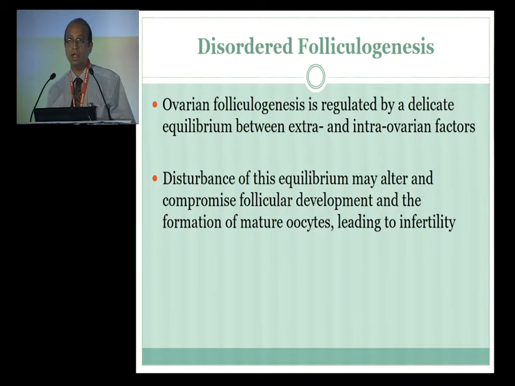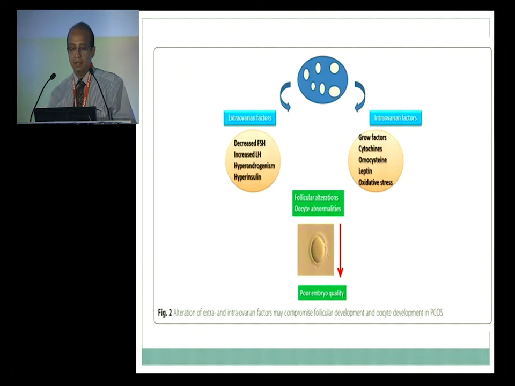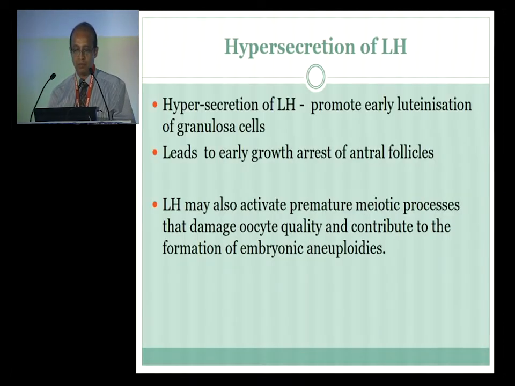Now coming to why you have disordered follicular genesis. Follicle development is regulated by a delicate equilibrium between extra- and intra-ovarian factors. When this gets disturbed, it can compromise follicular development and cause abnormal oocyte maturation, leading to infertility. So in PCO, you have decreased FSH, increased LH, hyperandrogenism, and hyperinsulinemia. Intra-ovarian factors like growth factors, cytokines, homocysteine, leptin, and oxidative stress all lead to follicular alteration, oocyte abnormalities, and poor embryo quality.